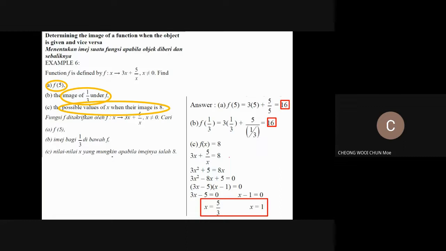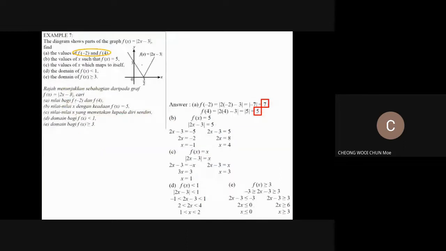So because we want to find the value of x. Then example 7: the diagram shows part of the graph f(x) equals modulus 2x minus 3. Find f(-2) and f(4). You need to get f(-2), which means you replace -2 inside the x, and also replace the 4, to find two answers.